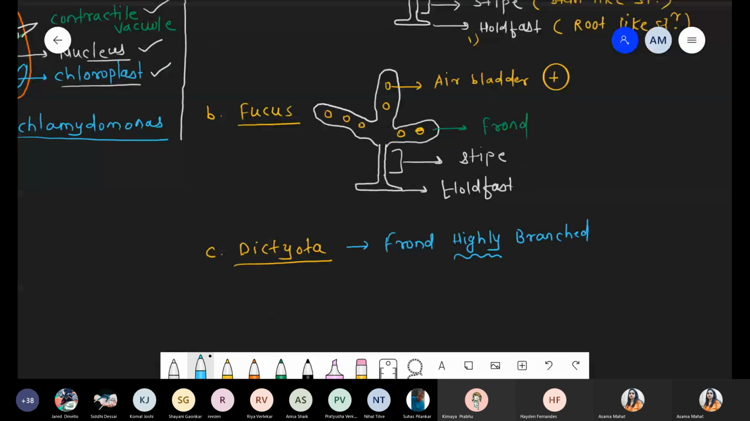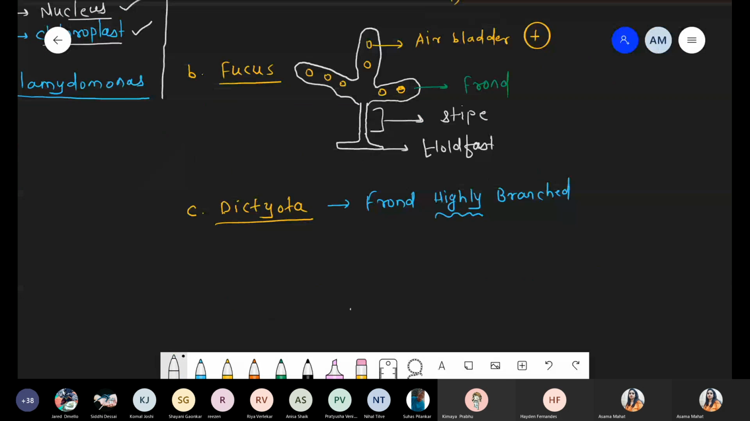So I'll draw the structure of the Dictyota. Now there is a presence of the holdfast. Now there is a presence of the stick, but now the frond is branched. So it will look something like this. Your choice, you draw it if you want, like this. So now these are the presence of the frond, and the fronds are highly branched.